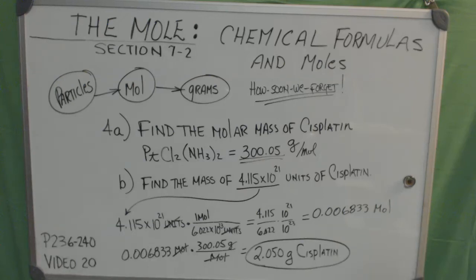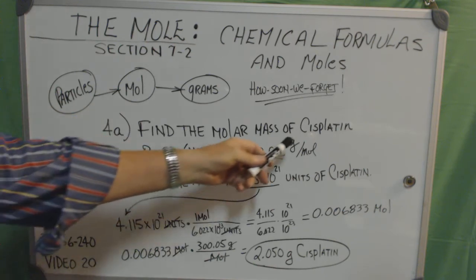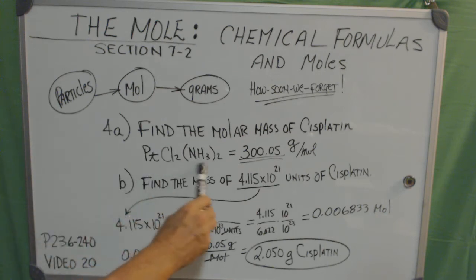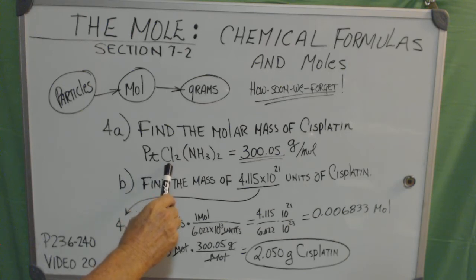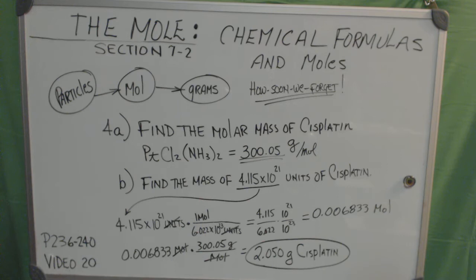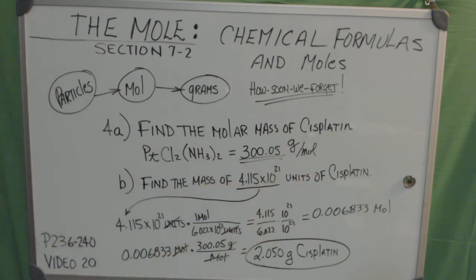And last but not least in this section 7-2 is the problem I call "how soon we forget." We already know how to find the molar mass of a molecule, and for this cisplatin, they give you the formula, so you have to assume that this is correct. So it's platinum, chloride, ammonium, whatever this is called, we're going to call it cisplatin.